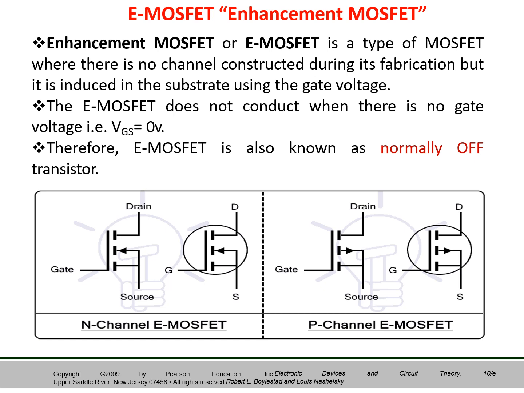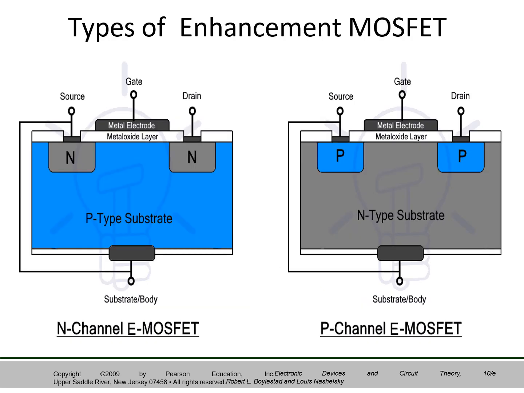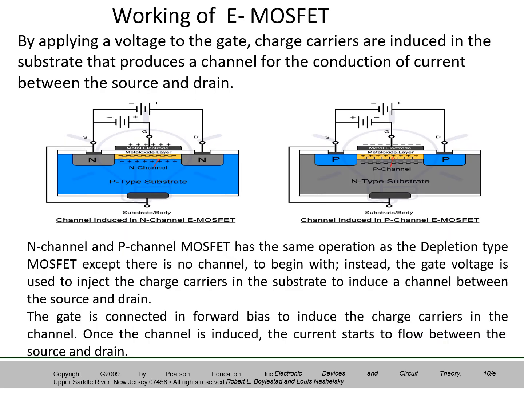The absence of channel we indicate in the symbol by writing dotted lines here. We don't write a thick line as we write in case of depletion MOSFET. It is a dotted line which indicates that there is an absence of physical channel in case of enhancement MOSFET. Again, here we have two types. One is N-channel enhancement MOSFET and the other is P-channel enhancement MOSFET, depending on what channel is enhanced by the application of a gate voltage. Now we'll take the N-channel enhancement MOSFET.